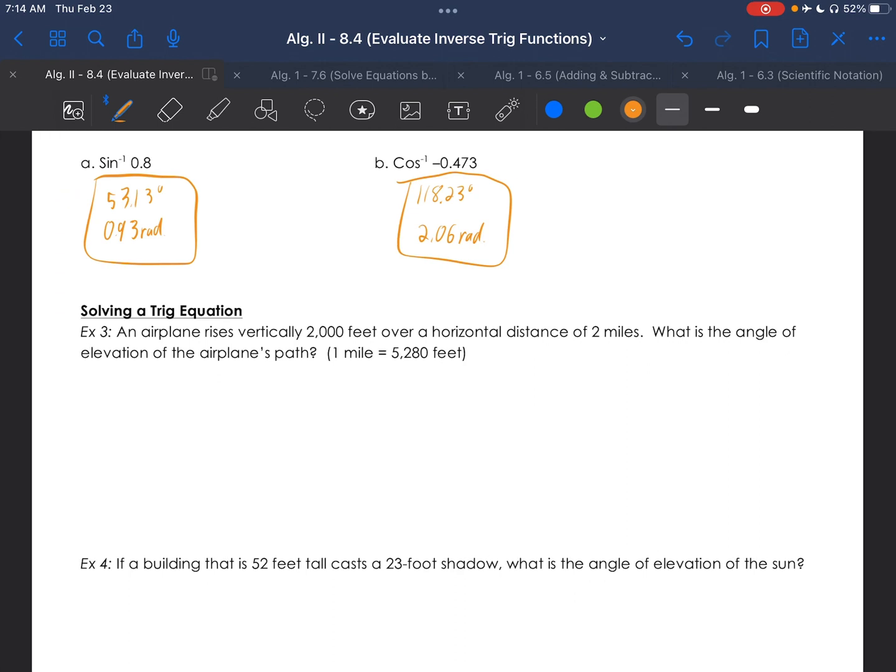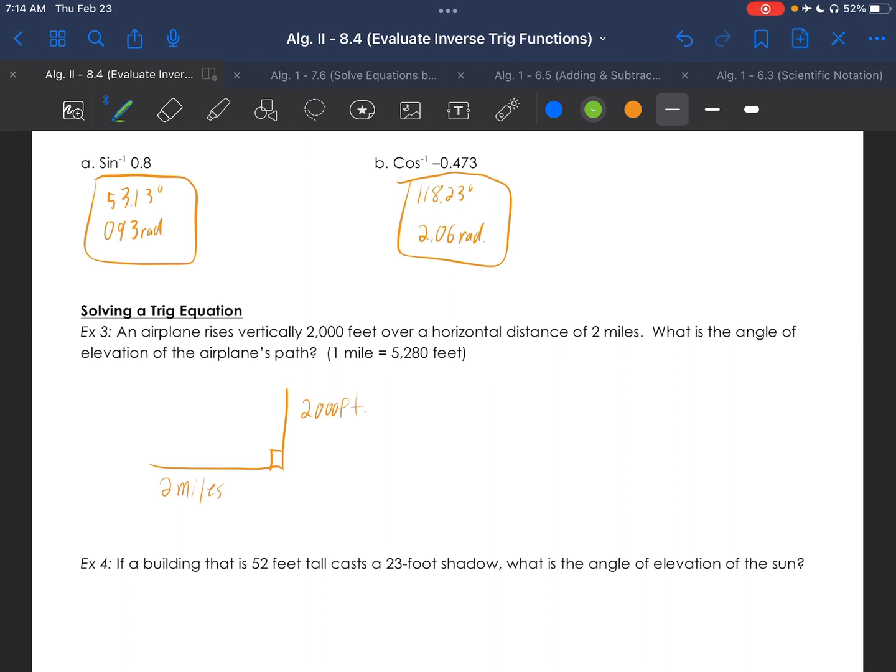All right, word problems. Great way to finish this one out. So an airplane rises vertically 2,000 feet over a horizontal distance of 2 miles. Okay, so we're saying, hey, it goes 2 miles this way horizontally, left to right, and it goes up 2,000 feet in that time. And that's going to create a right angle. Gotta love right angles. And we're asking, hey, what's the angle of elevation?